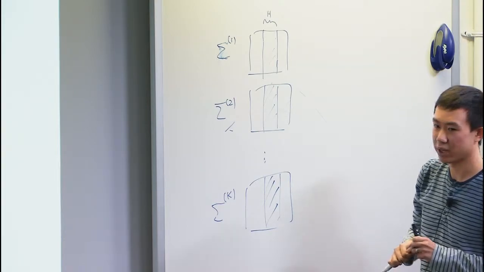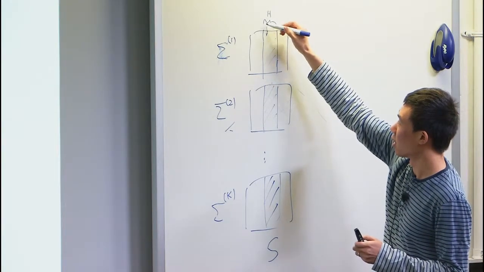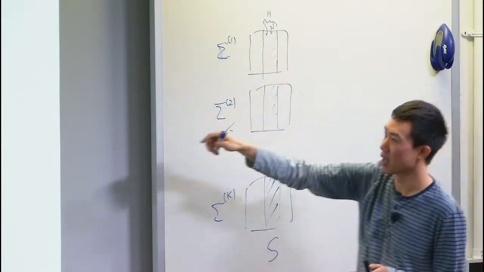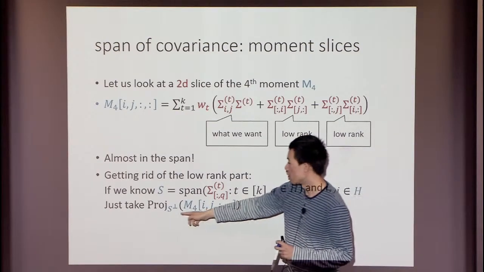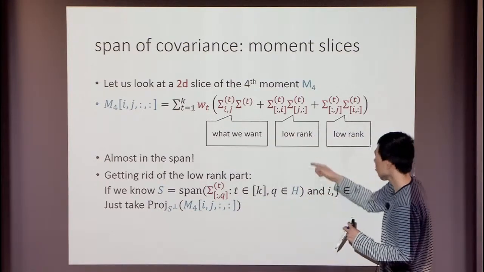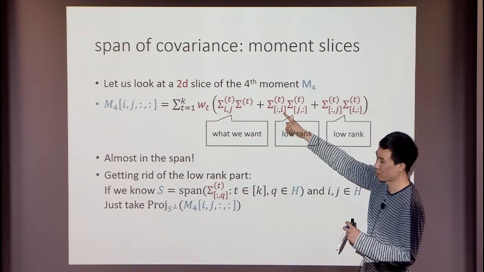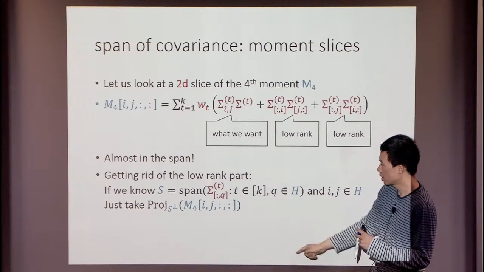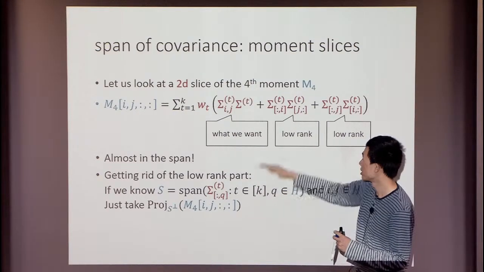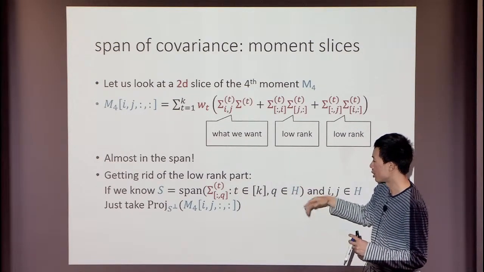If we know this span, which will be called S, and somehow the I and J we chose are all in this subset H, then when we project to the orthogonal subspace of S, this guy will be, of course, in S because it's I's column. This guy is the J's column, and by definition, it should also be in the span S. So when we project to the orthogonal subspace, all these terms should disappear. And what we really have is just the projection of the first term.